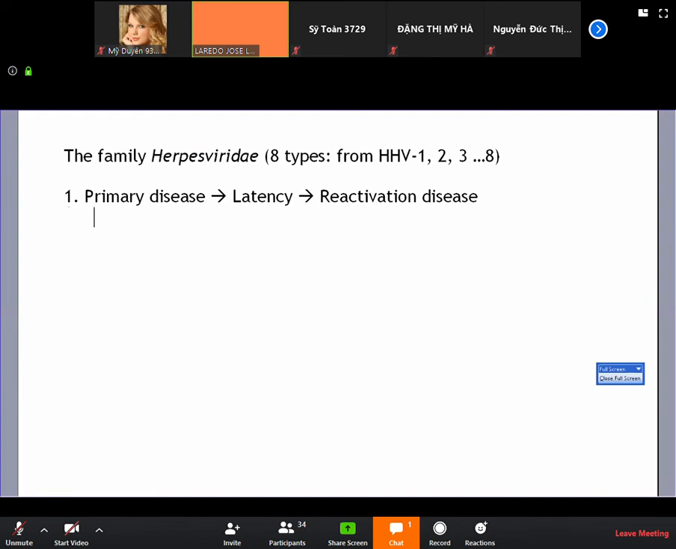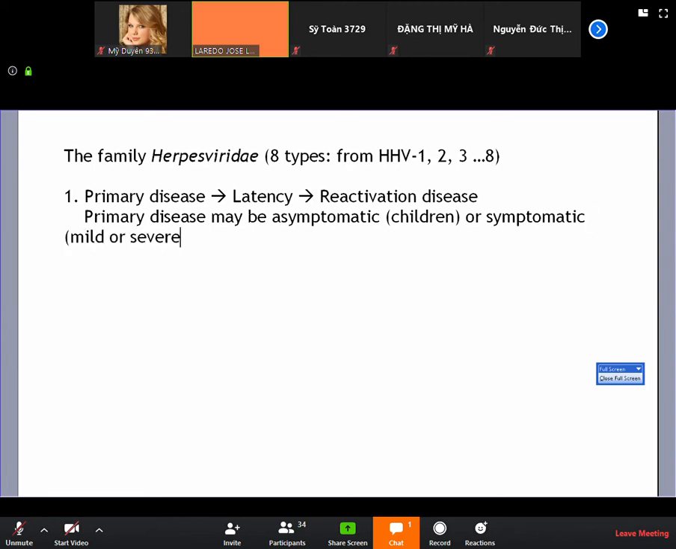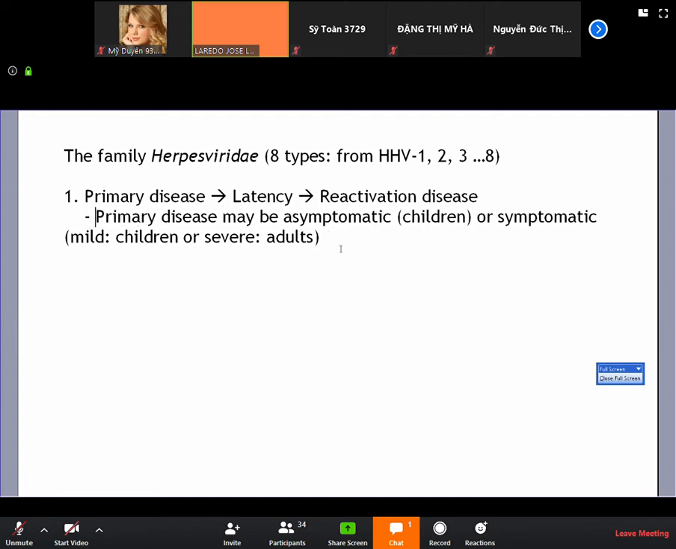The primary disease may be asymptomatic. This is usually found in children, or symptomatic. Symptomatic may be mild or severe. Mild, usually children. Severe, usually adults. This is about the primary disease.